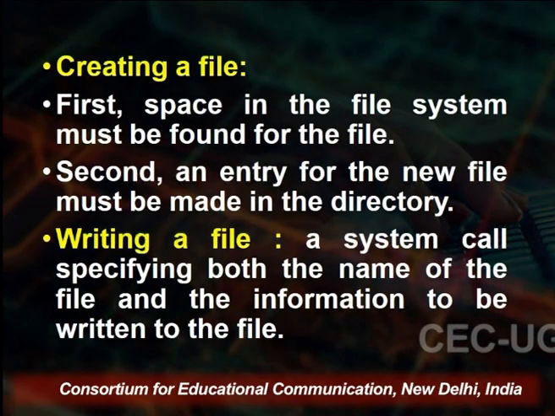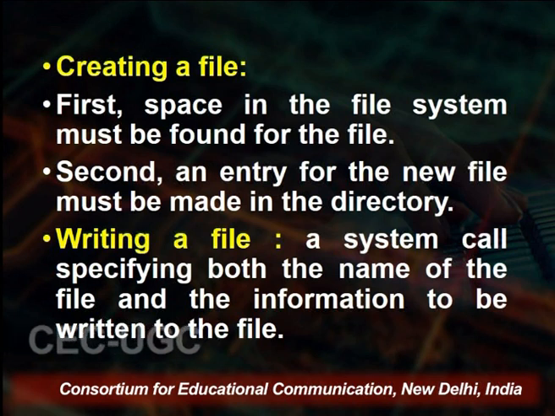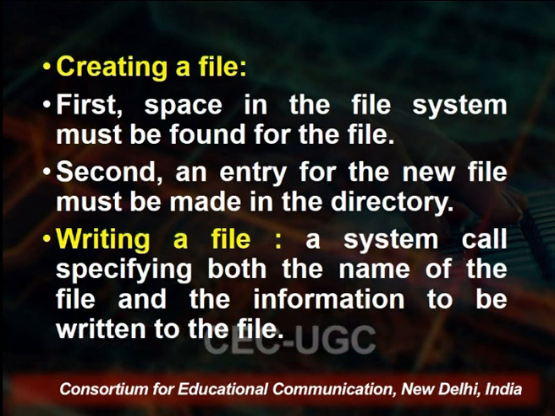So, let us try to understand all these operations one at a time. First of all, let us take creation of a file, which is making a new file. This is done in two steps. One, a space in the file system has to be found for the file, and another, the entry for the new file must be made in a directory. Then only we can say that the file has been created.